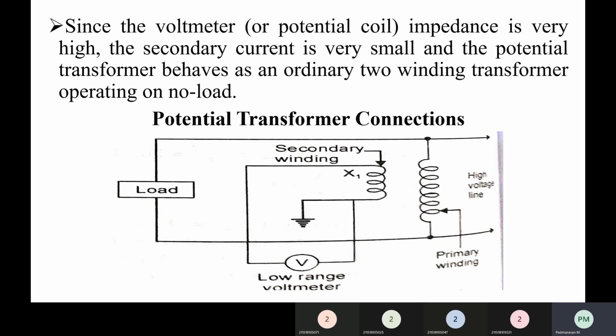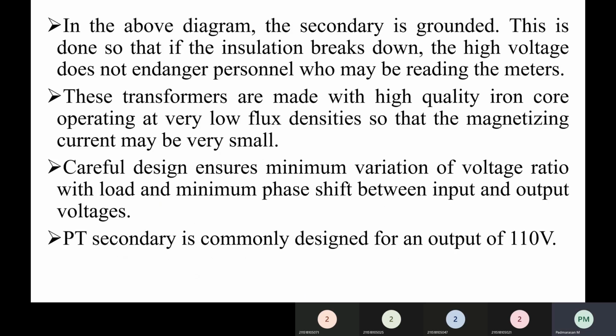So these are the potential transformer connections. The primary winding is connected across the supply, and the secondary winding is connected to the low range voltmeter. In the above diagram, the secondary is grounded. This is done so that if the insulation breaks down, the high voltage does not endanger personnel who may be reading the meters. So only the secondary is grounded in the above potential transformer connections.